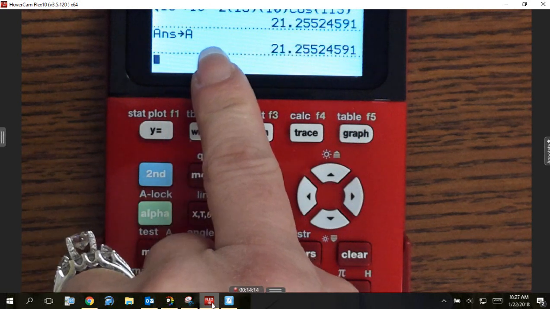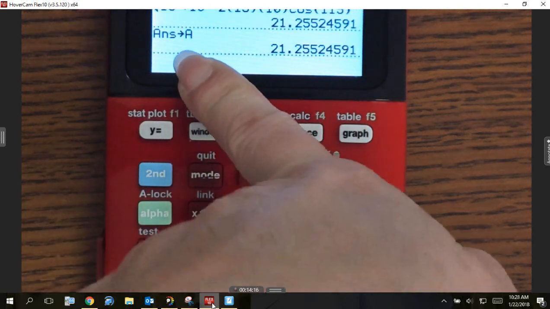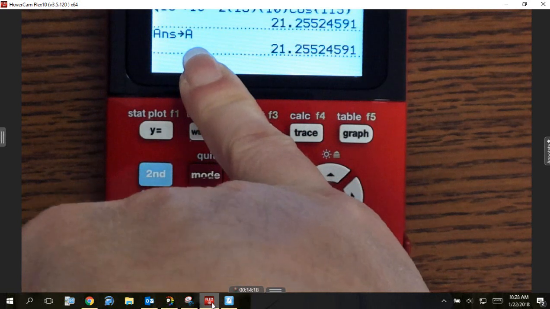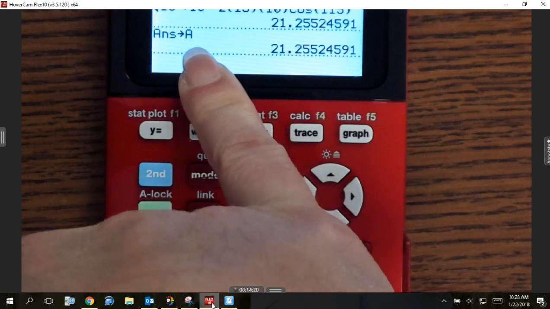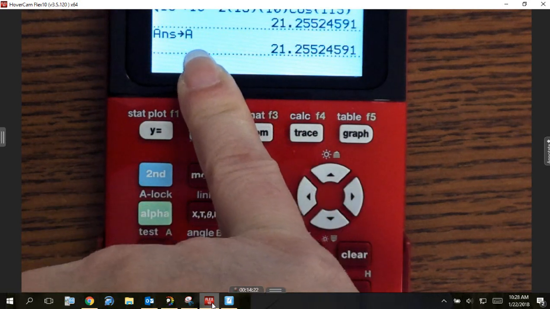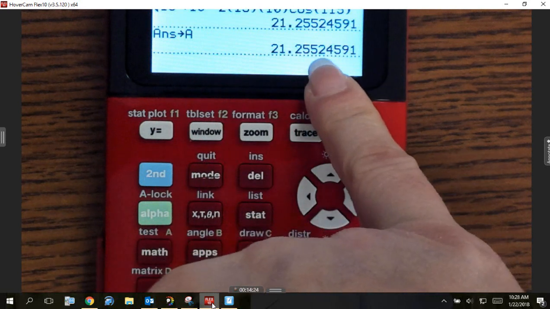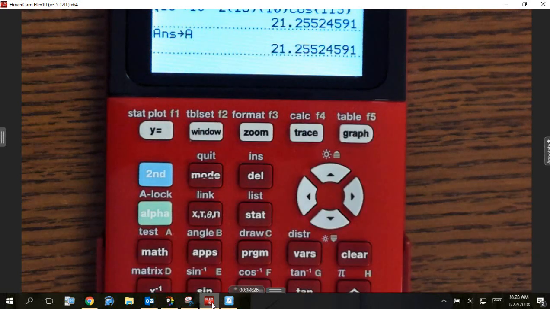And then I'm going to type in my formula, but I'm going to use A instead of grabbing that decimal from before. But I don't want to use the approximate decimal either. I want to use the exact one. So I'm going to use this formula. What is it? 15.